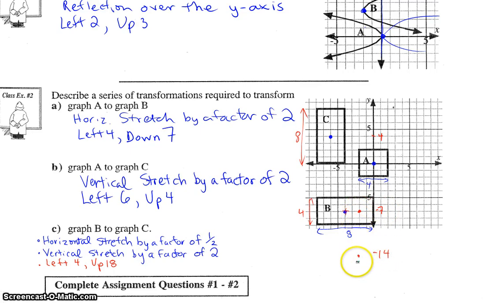So now if we take this point that is at (-2, -14), and I want it to be at (-6, 4), how do I get it there? Well, to go from -2 to -6 for x, we would have moved left 4. To go from -14 for y to +4 for y, we would have had to add 18, so up 18. And there we go. All right, let's look at the next page.